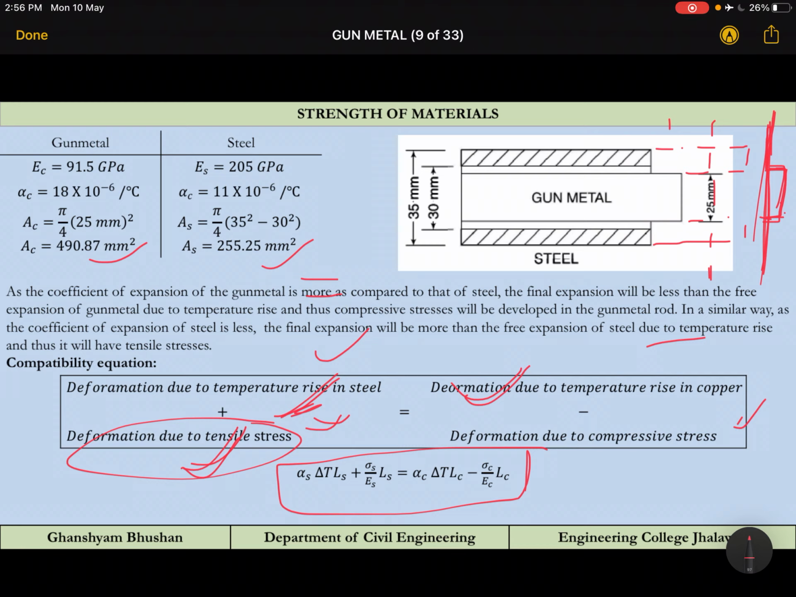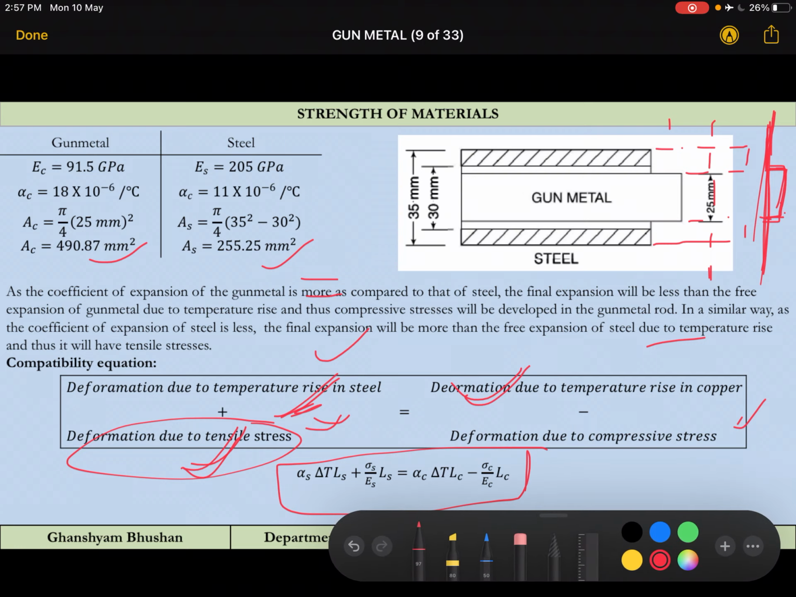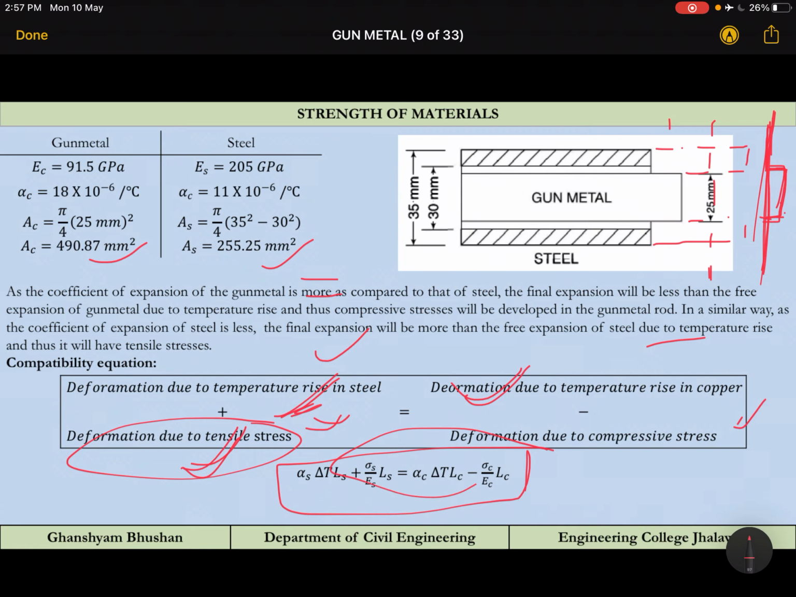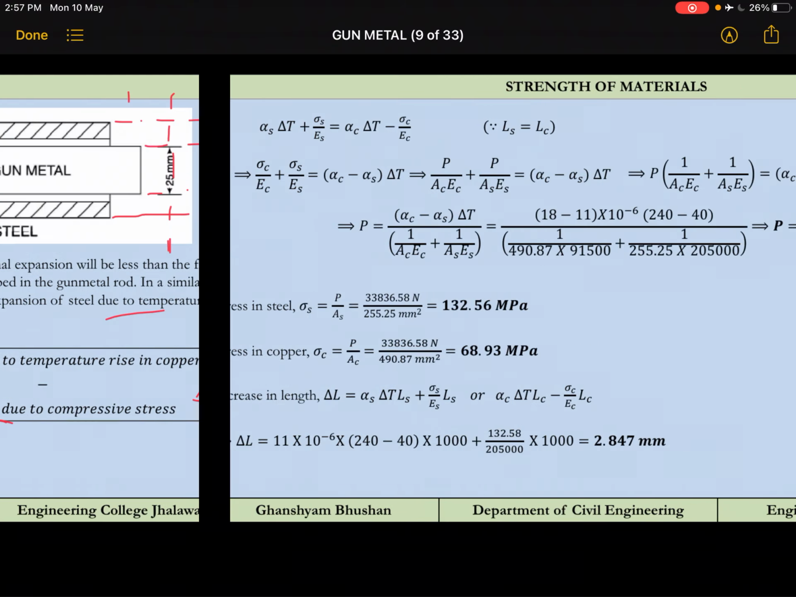Alpha s delta t ls plus strain due to stress, that is sigma s by Es multiplied by the length ls, will be equal to alpha c delta t lc minus sigma c by Ec lc, minus because the stress is compressive. Once you have reached this equation, then your problem has become very easy. This is the main concept here, that the deformation in both will be same, but how they are coming same, this is the concept here.